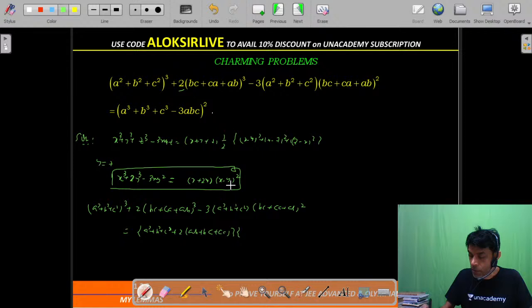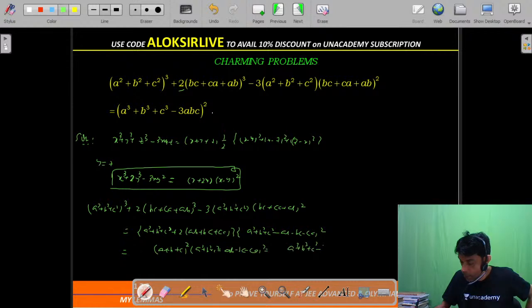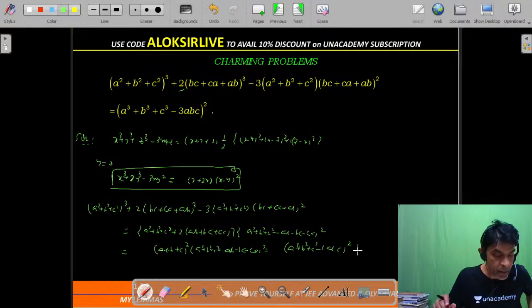So I'll get (a squared plus b squared plus c squared minus ab minus bc minus ca) whole squared. See, this is very beautiful now. This becomes (a plus b plus c) whole squared, right? And this becomes (a squared plus b squared plus c squared minus ab minus bc minus ca) whole squared. And so that becomes (a cubed plus b cubed plus c cubed minus 3abc) whole squared. That's amazing. That tells you that everything in integers will be divisible. So this is your thing.